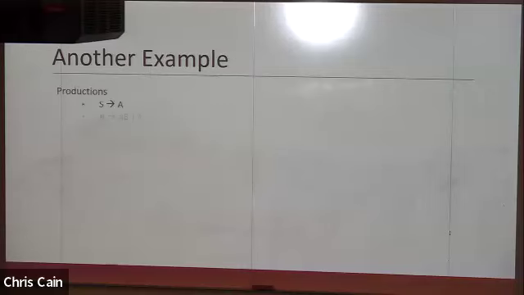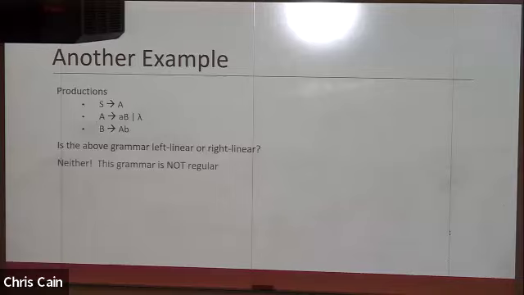Another example, here are some productions. Left linear or right linear? Neither. Yeah, that is correct, because we have a production here where the non-terminal is on the right, and a production where the non-terminal is on the left. The grammar has to be consistent with regards to where that non-terminal is placed. So this is not a linear grammar. It is a grammar, but it does not necessarily represent a regular language. So neither. Grammar is not regular.